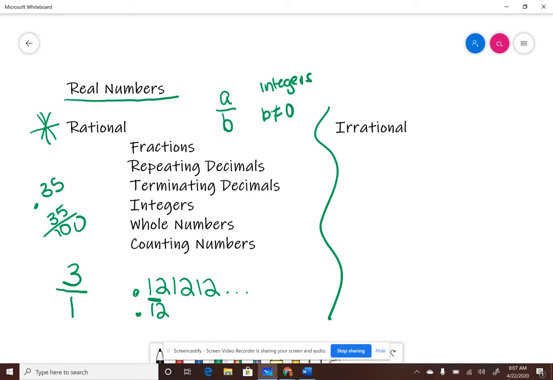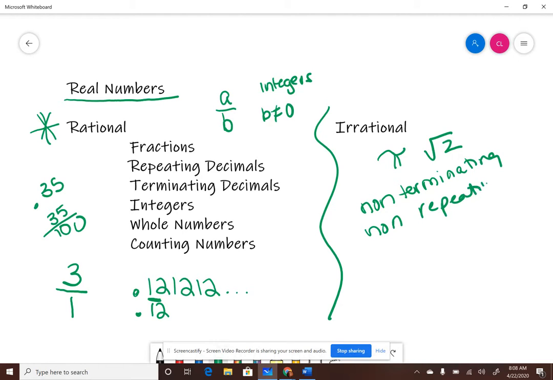Okay, so what's irrational? Irrational is all that strange stuff like pi or the square root of 2. It's things that do not have an exact value unless they're in a symbolic form. So we say that these are non-terminating, non-repeating, and cannot be expressed as a fraction or as a ratio in the form of a over b, where both a and b are integers and b doesn't equal 0.